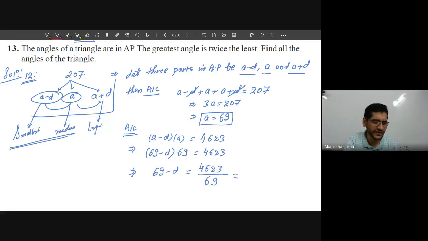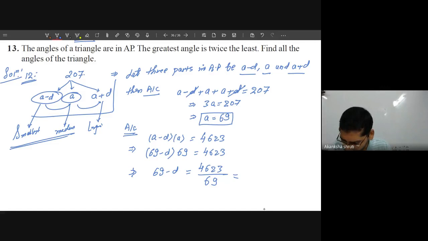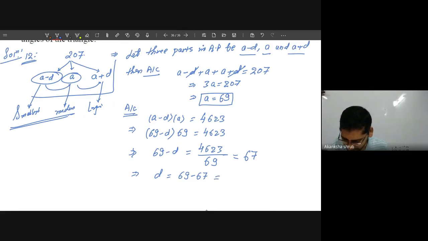Students, you are there, no? Because on the other screen I have lost the connection. Okay. Yes, sir. Good. So lastly, what you will get is 67. If you divide this, you will get 67. Okay, student? So what is this D? D will be 69 minus 67. आप इसे divide करके देखिए, आपको 67 ही मिलेगा. So here the D value is 2. So this implies D is equal to 2.